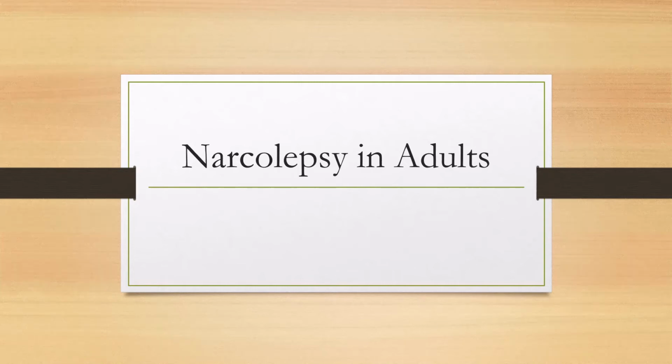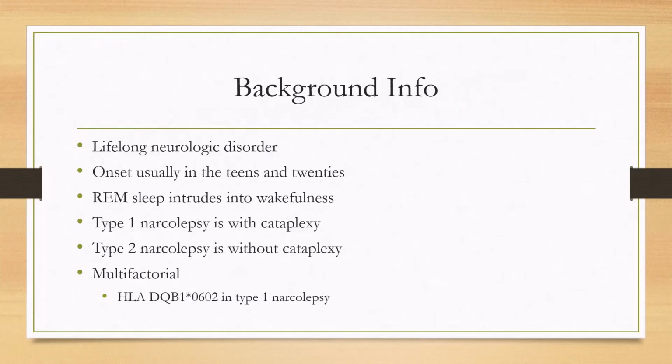Let's talk about narcolepsy in adults. So narcolepsy, it's a lifelong neurologic disorder. The onset can be early, like age 4 or 5, but usually it's in the teens and 20s. It's a disorder in which REM sleep intrudes into wakefulness. There are two types. Type 1 has narcolepsy with cataplexy, and type 2 is narcolepsy without cataplexy.